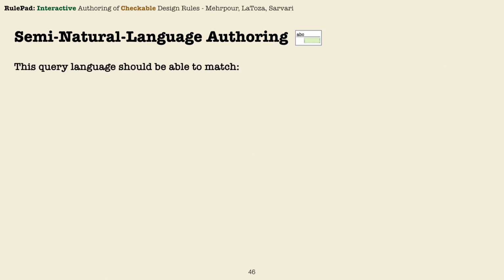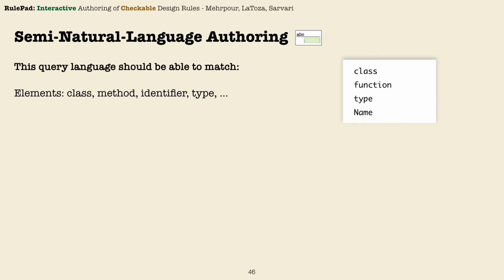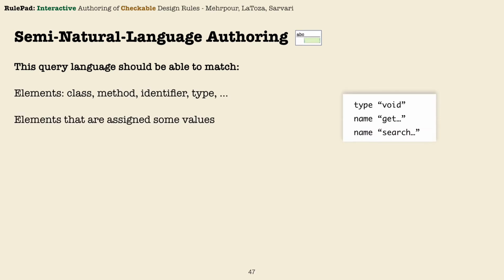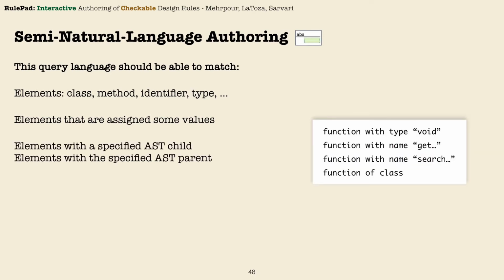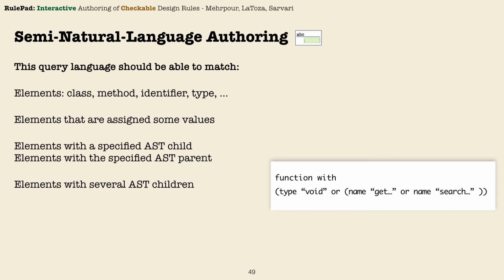The language should meet some requirements and be able to match queries like elements, such as class and method. It should also be able to match queries for elements with specified values, for example, when the type of a method is void. In some queries for an element, the AST pattern or the AST child is specified, and the language should be able to match these queries as well. In other queries, for some elements, multiple AST children are specified. In this case, the combination of the AST children should be clear in the query language. So, to avoid ambiguities, the conditions can be combined by and, or, and parentheses.